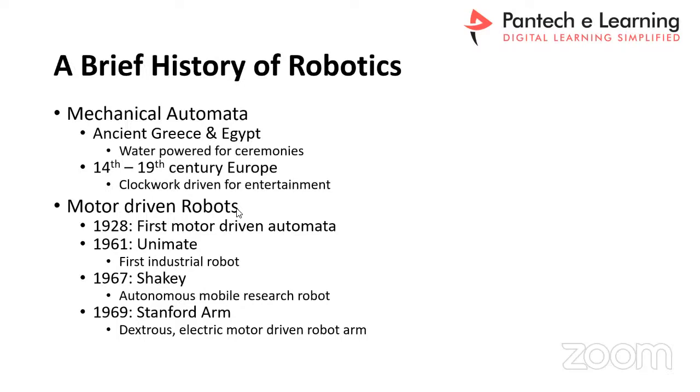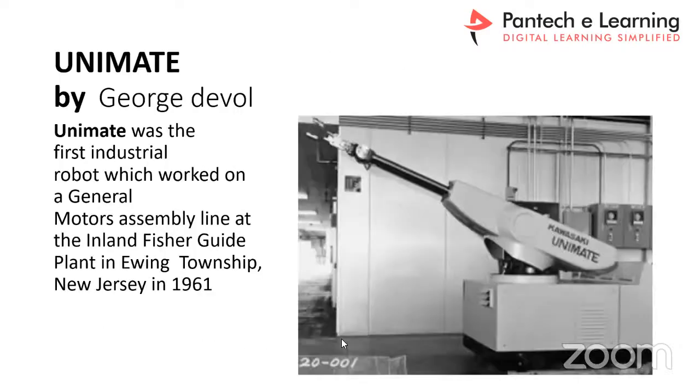You can find different old stories and novels where people create robots with clocks, different types of clocks and gear setups, and then motor-driven ones, the actual robots of the 20th century. The first motor-driven robot was Automata. Then Unimate was the first industrial robot. Shakey was the first autonomous mobile research robot. And the Stanford Arm is the first dexterous electrical motor-driven robot. We'll see all these different robots, like Unimate, designed and developed by George Devol.